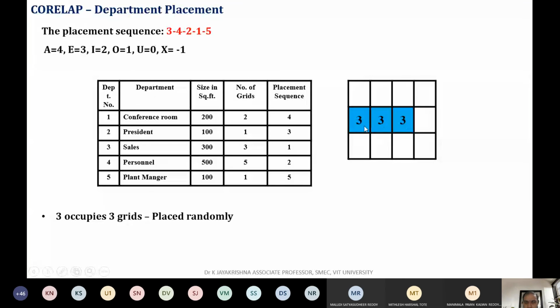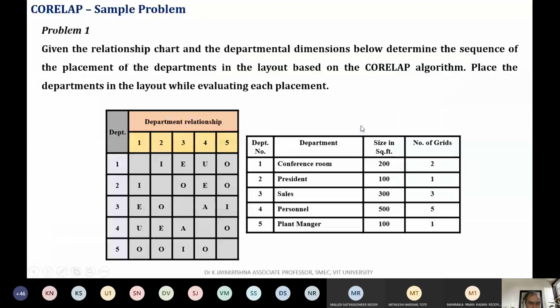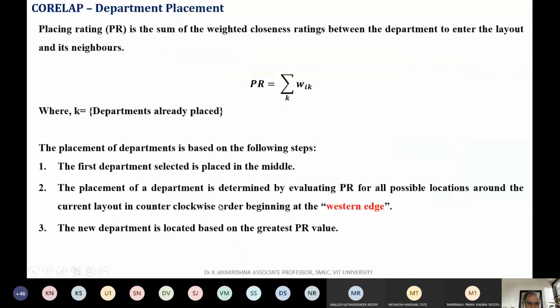So they're asking us to move towards the western edge. Always move towards the western edge and proceed counterclockwise. Correct? These are the conditions to solve this problem. That is how you place the departments.